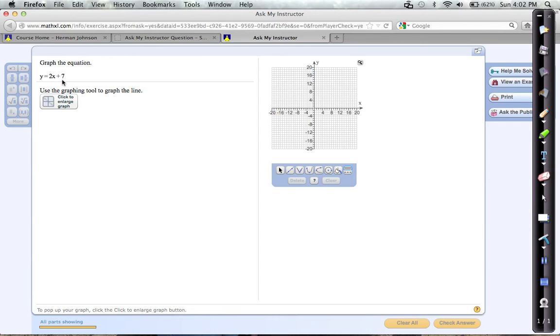So we want to go over to our line tool here, and then we want to put it at approximately 7, and then go ahead and click, and then we want to move it to our next point in the line.